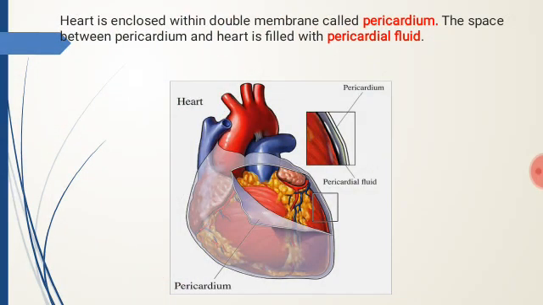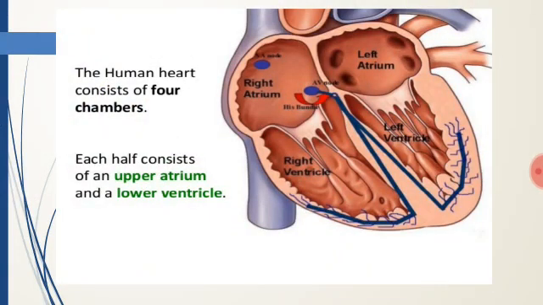The heart is enclosed within a double membrane called the pericardium. The space between the pericardium and the heart is filled with a fluid called pericardial fluid. This fluid protects the heart from shocks and jerks and acts like a shock absorber. The human heart consists of 4 compartments called chambers. Each half consists of an upper atrium, also known as auricle, and a lower ventricle.